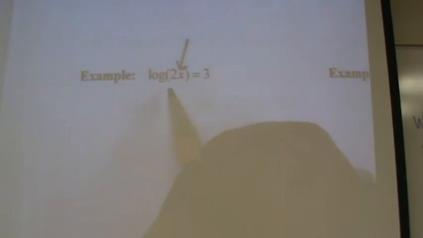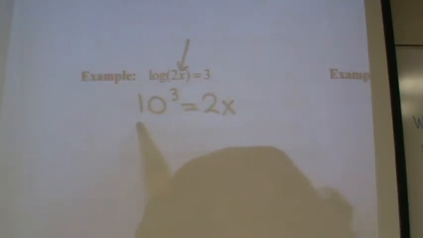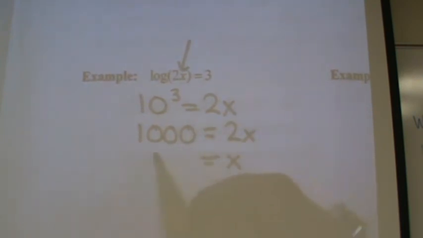Okay, these two are easy also. What do you think you're finding? X. Okay, what's the base on this? 10. So it's 10, how do you convert it? 10 to the third power is 2x. So what is 10 to the third? 1,000, right? Divide by 2, and what's the answer? 500.